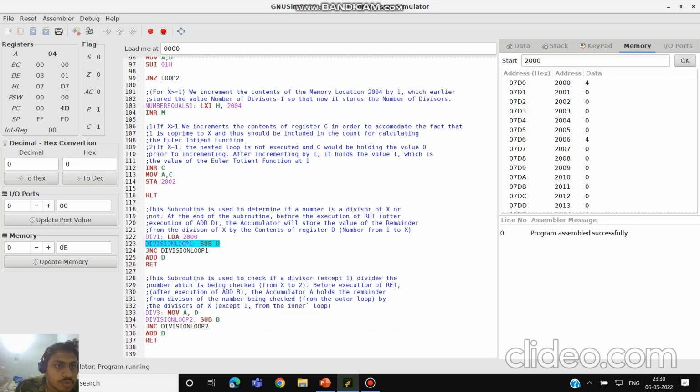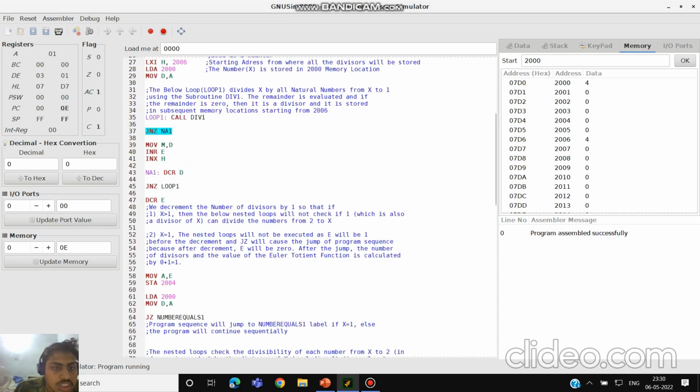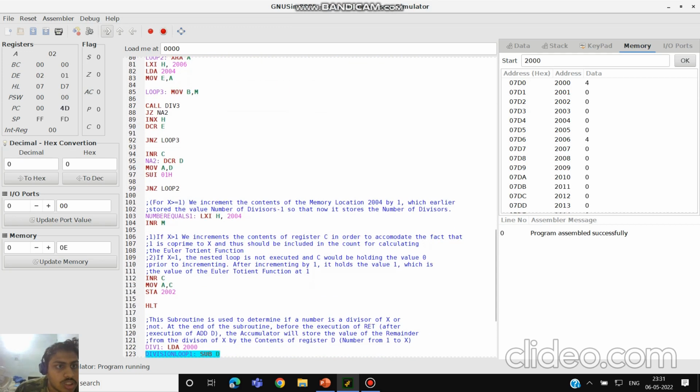Loading the accumulator again, the dividend is again received, that is 4. Repeated subtraction would result in a remainder of 1. And so now this JNZ, jump if not zero, will be executed, and you can see the divisors have not been stored since 3 is not a divisor. So we again decrement D, we now get the divisor to be 2, and now I will execute it quickly.